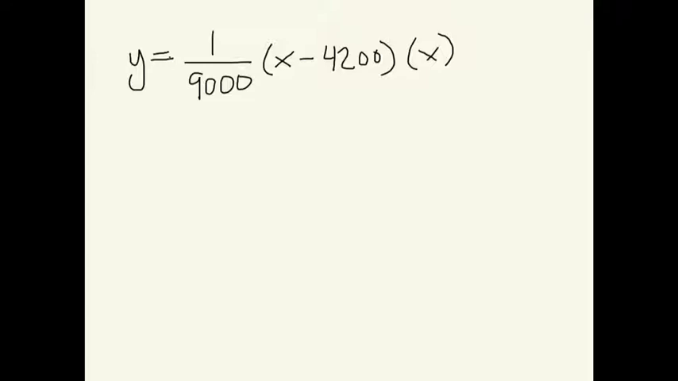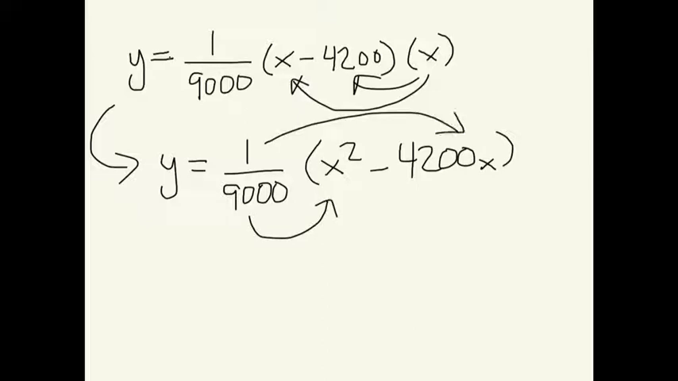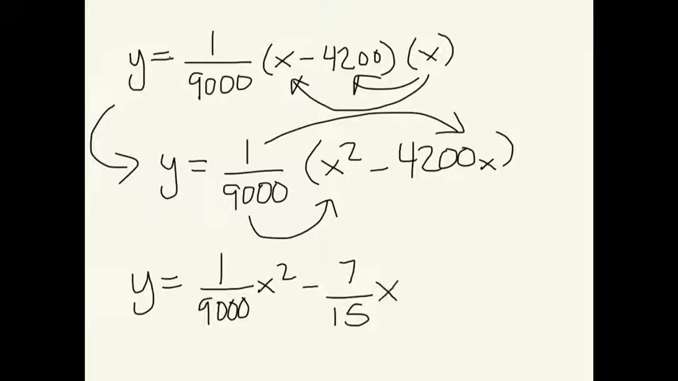We've got a, we've got m, and we've got n. And so what we're going to do is reduce it down and see if we get the equation that they said we were going to get in B. What I would do is distribute this x first. It might make things a bit easier. In this case, you're going to have y is equal to 1 over 9,000, and in brackets, x squared minus 4,200x. Then distribute this within the brackets as well. And so what you're going to be left with is 1 over 9,000 x squared minus 7 over 15 x.